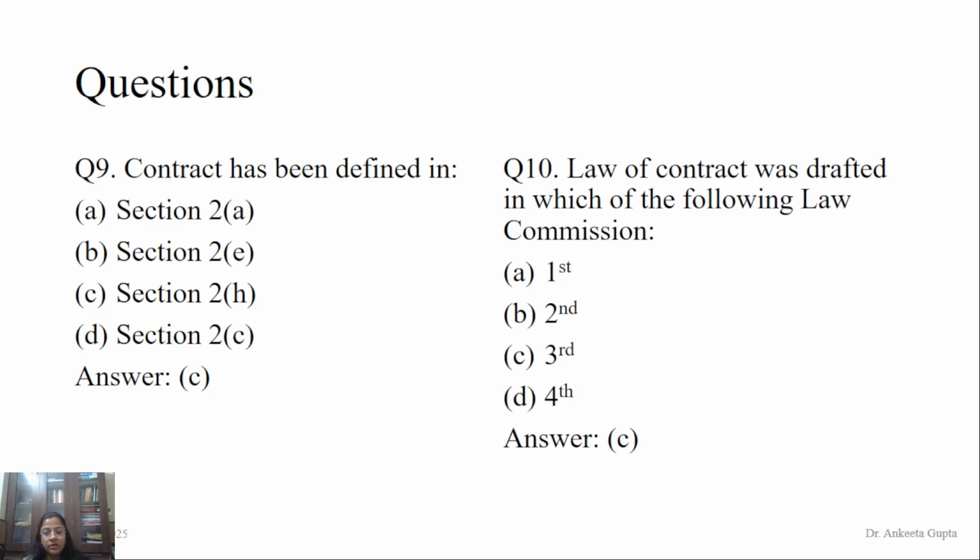In the next session, I will be taking you through the foundations of formation of the contract, where we will talk about the concept of offer, invitation to offer, and the method of communication of the offer in order to ensure that a valid agreement can get created.